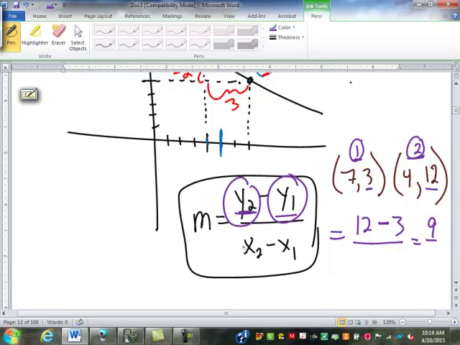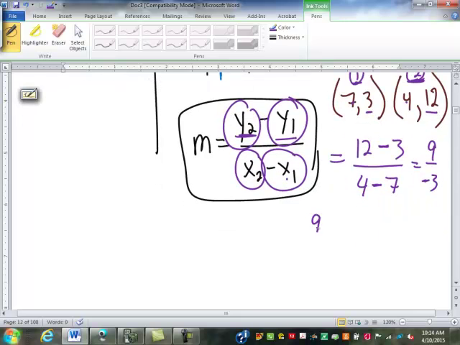9. Then on bottom I have the x coordinate of point 2. So here's point 2, the x coordinate is 4. Subtract the x coordinate of point 1. Well, here's point 1, the x coordinate is 7. So 4 minus 7 is -3. So this is 9 over -3, which simplifies to be a -3 slope, or -3 over 1 if you want it as a fraction.